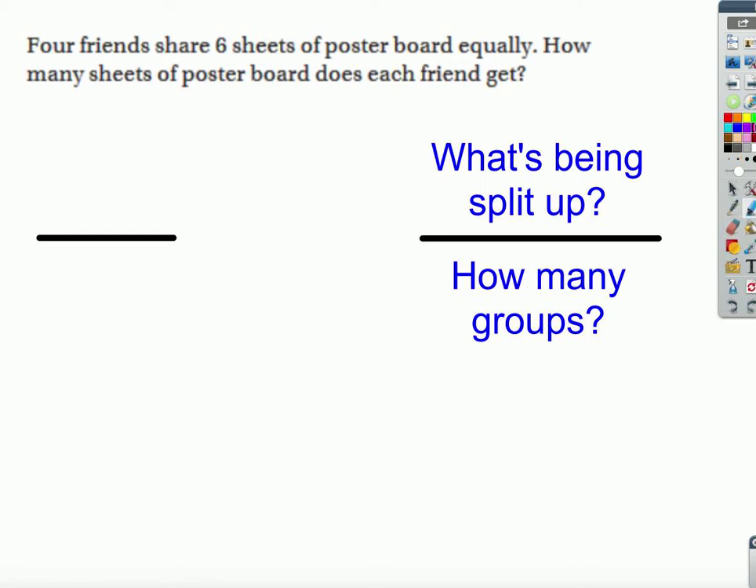Alright, so if I look at this problem at the top up here, it says 4 friends share 6 sheets of poster board equally. How many sheets of poster board does each friend get? Alright, so if we use this tool here, what's being split up? Well, are we splitting up the 4 friends or the 6 sheets of poster board? Well, I'd say the 6 sheets of poster board are going to be split up equally. Okay, so we're going to put the 6 on the top. Alright, now the other part is how many groups are we splitting it into? Well, it looks like we're going to split it into 4 groups because there's 4 friends. That goes on the bottom.